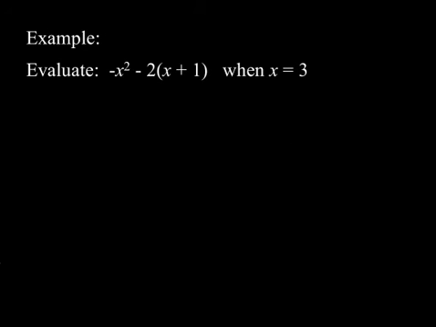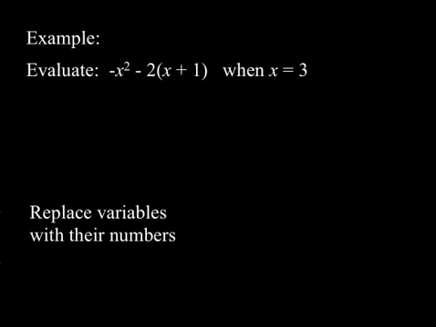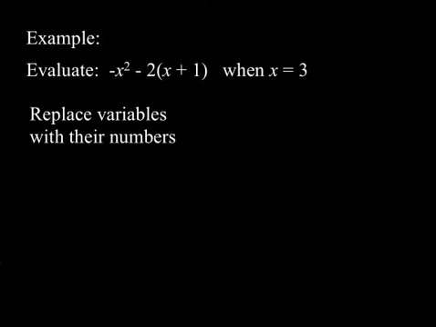Our next example: the first thing we want to do is replace the variables with their corresponding numbers. So x is -3, so (-3) squared minus 2 times 3, that's the x, plus 1.